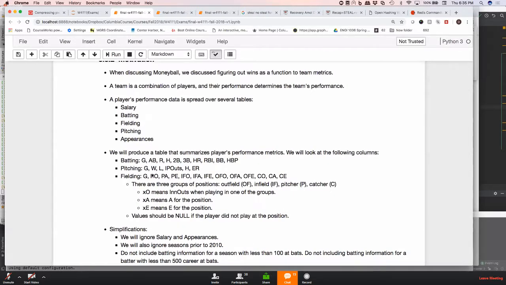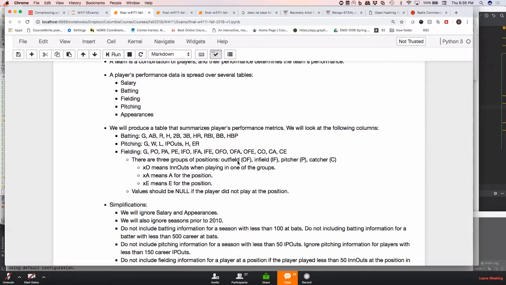So what I wanted is games, and then broken down: outs as a pitcher, assists as a pitcher, errors as a pitcher, outs as an infielder, assists as an infielder, errors as an infielder, outs as an outfielder, assists as an outfielder, errors as an outfielder, outs as a catcher, assists as a catcher, and errors as a catcher. So I wanted it like that.